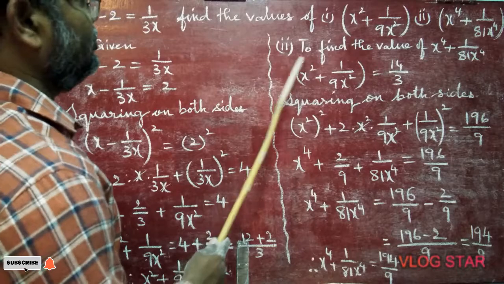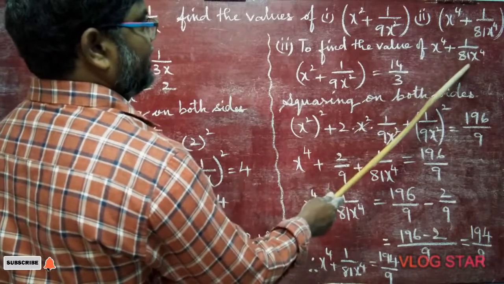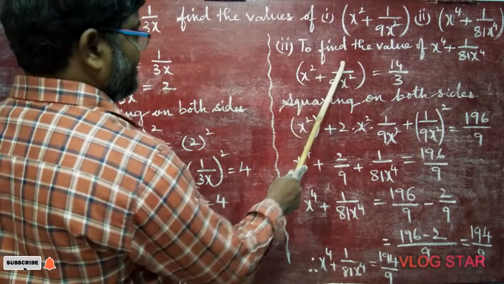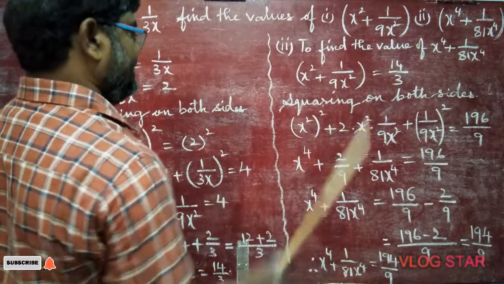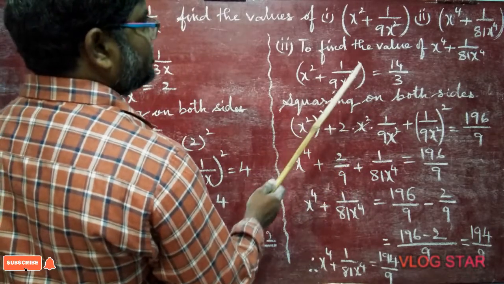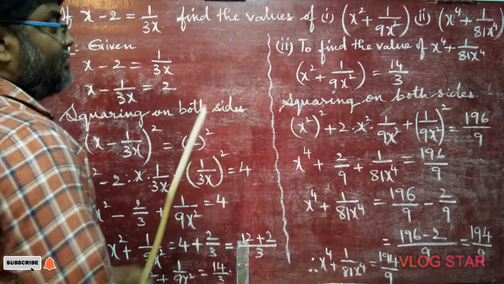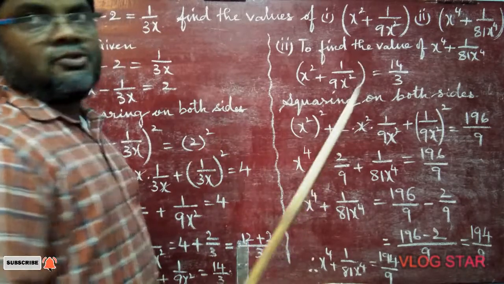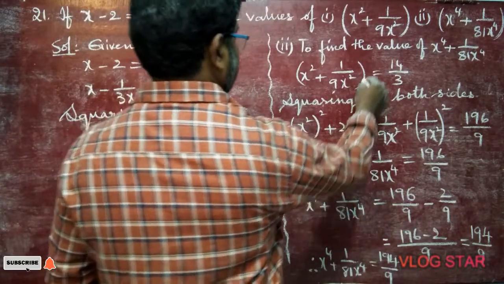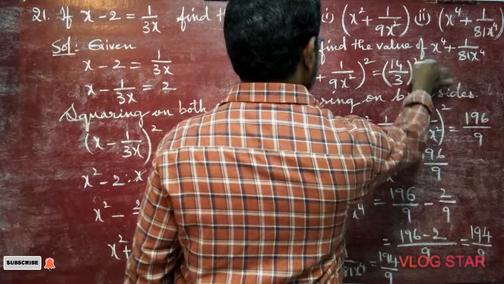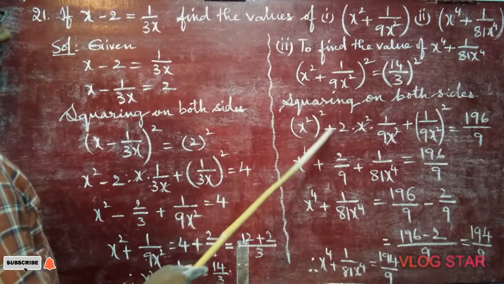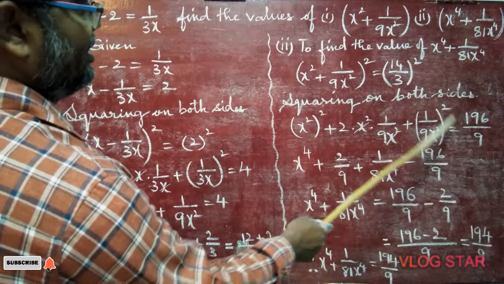Coming to the second bit, to find the value of x⁴ + 1/(81x⁴). Just now we got the value of x² + 1/(9x²) as 14/3. Again squaring on both sides. It is in the form of the (a + b)² formula. Squaring on both sides, we have to square both sides. So when we are squaring on both sides, keep the square here for the next step. It is in the form of (a + b)²: a² + 2ab + b², and that side squared.